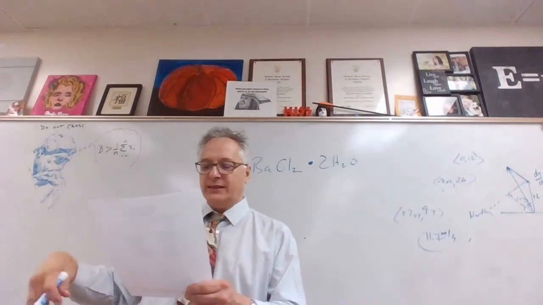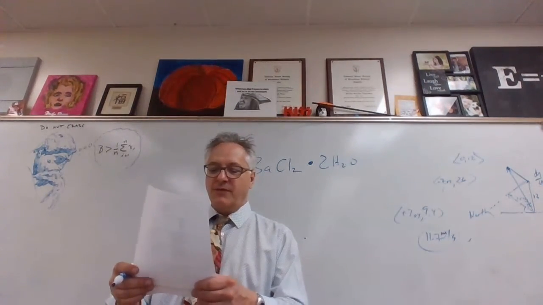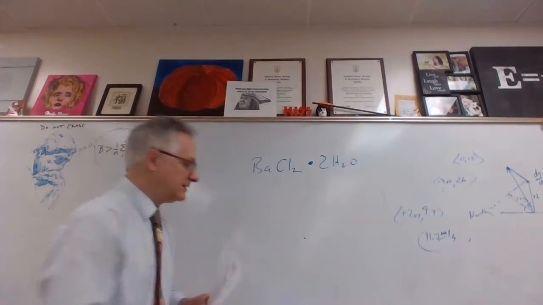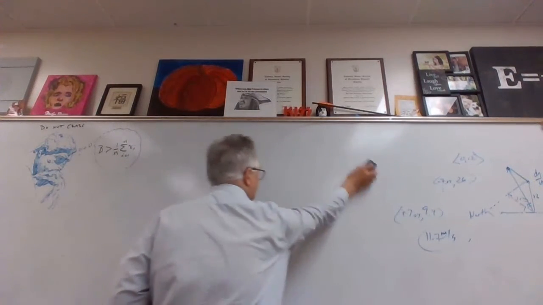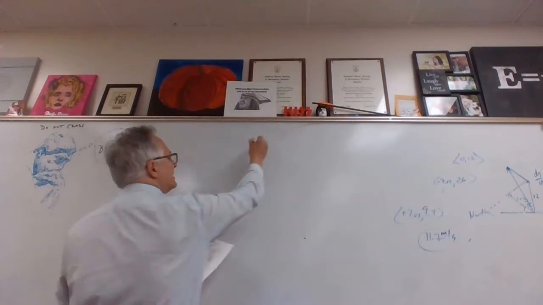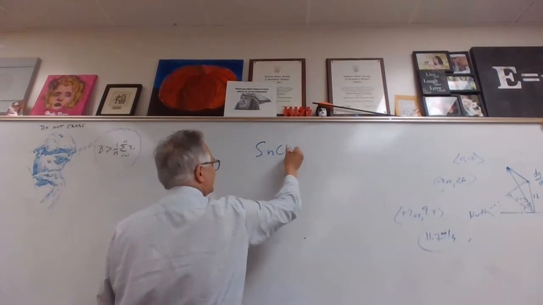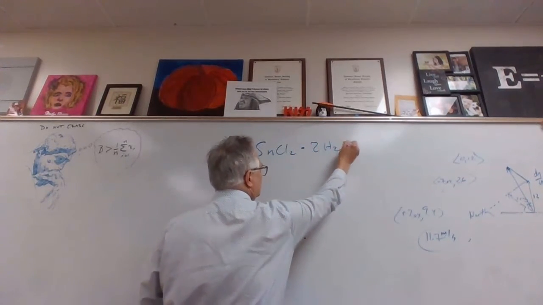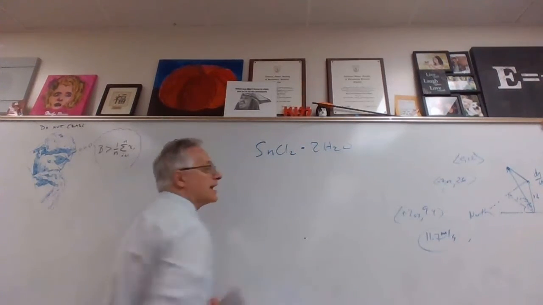And then let's go the other way. Let's take a look at some from number 5. I'll do B and C. Questions B and C. And you can see those. Now for B, you see this one. SnCl2 dot 2H2O. So it's going to be some sort of dihydrate.